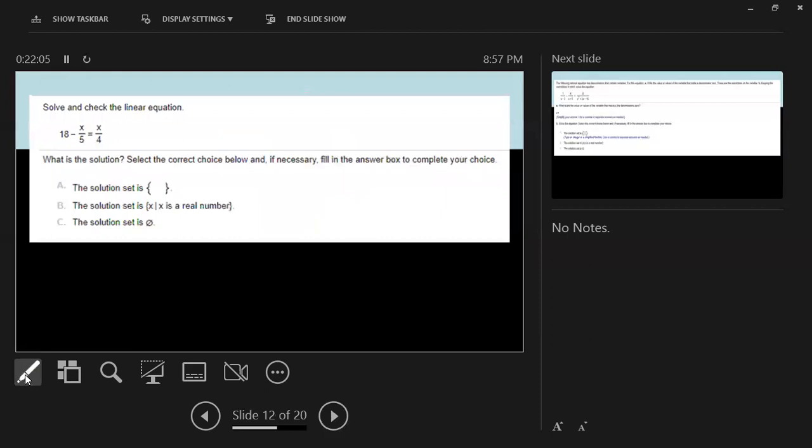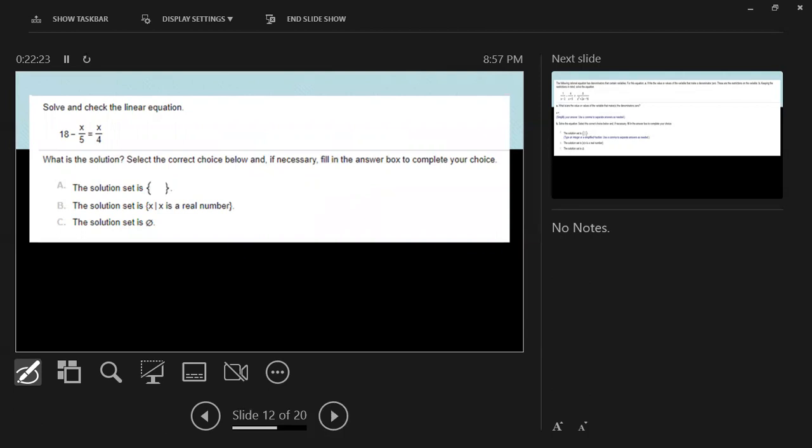All right, so for this particular item, it says that we need to solve and check the linear equation. And you can see here that we have fractions. So the goal here is to get the x's on both sides. The x's on one side and the 18 on the other. All right, so how does that look?